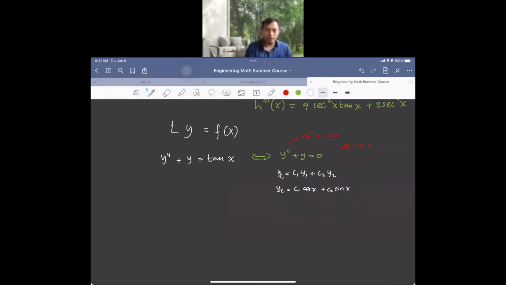And now for yp, let's try yp equal to u1 y1 plus u2 y2. So we try this u. Okay, u is a function, not a constant.